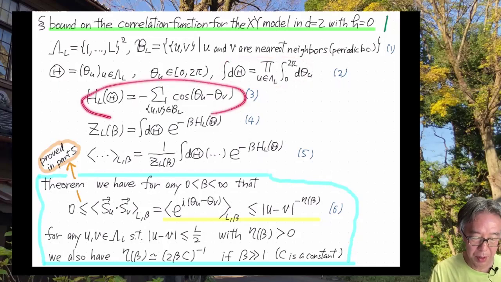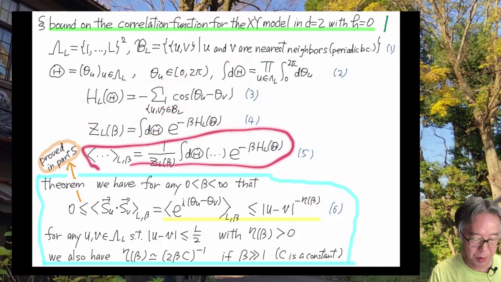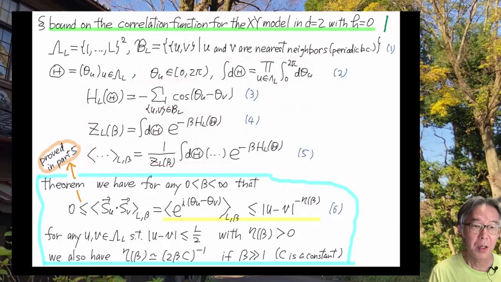And this is our Hamiltonian. Now we don't have this magnetic field term, so I just omitted h here. And this is our partition function. This is a definition of thermal expectation value. Okay. And now this is the theorem.